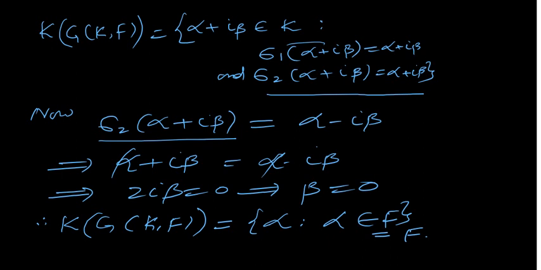In the next example, we will see that this K^G(K/F) need not be equal to F. Sometimes it may be equal to the whole K. We will also prove that F is actually a subset of K^G(K/F), in the exercise that comes after this. But in the next example we will see that this K^G(K/F) may be equal to the whole K sometimes. That's the next example. So next example.